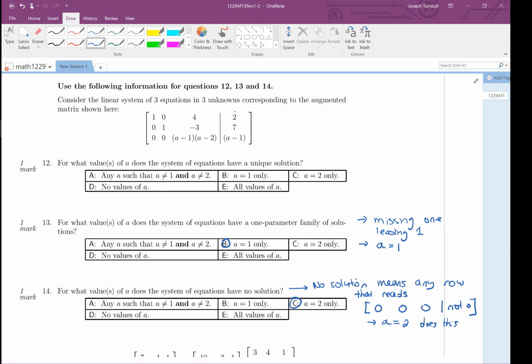So the answer here is, as long as that bottom entry in the third column is not 0, you can row reduce this to the identity on the left-hand side. And the things that make that entry 0 would be a is equal to 1 and a is equal to 2. So if we exclude those, any value of a such that a is not equal to 1 and a is not equal to 2, then we're guaranteed a unique solution.